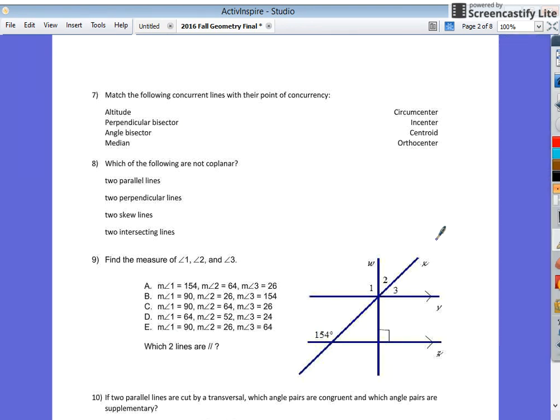On number 7, we are matching the following special segments with their points of concurrency. If you want to draw lines, that is perfectly fine. I'm just going to write them out next to them. So our altitude is the orthocenter. The perpendicular bisector is the circumcenter. The angle bisector is the incenter. And the median is the centroid.